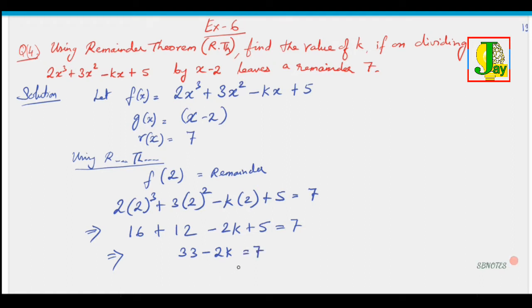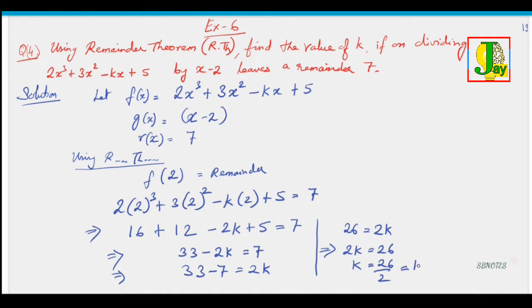So 2k on that side we can take it. 2k equals 33 minus 7. 33 minus 7 is 26, equals 2k. Hence 2k equals 26, so k equals 26 by 2, that's 13. Okay, so that's the value of k.